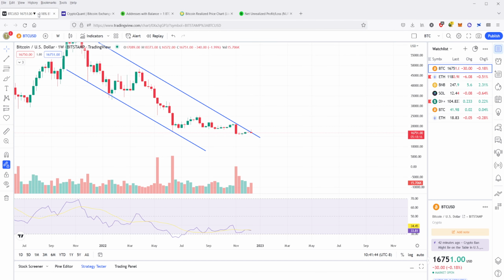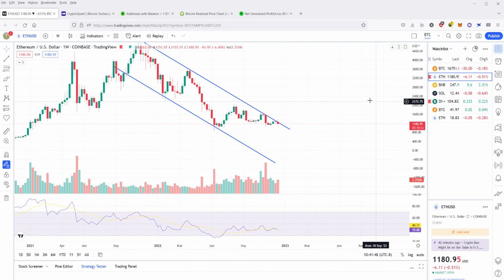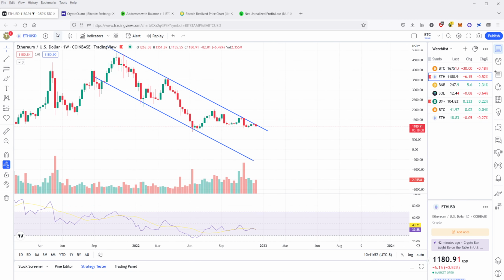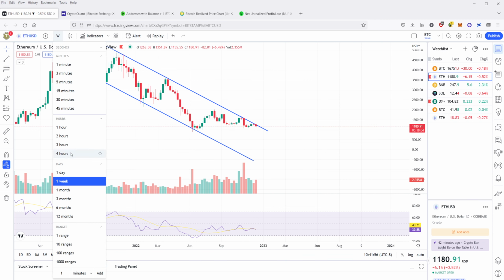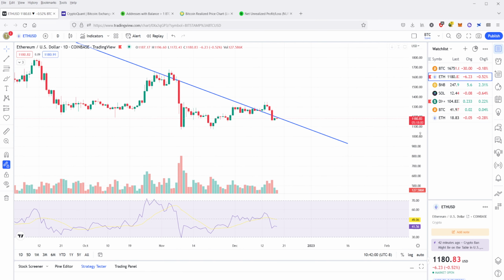Okay. So let's also go ahead and take a look at Ethereum's weekly downtrend as well. Ethereum, again, in a very, very similar situation to Bitcoin. And it tried to break out above this level and it failed. Again, zoom in here at the daily, and we can see that it is even worse than Bitcoin.